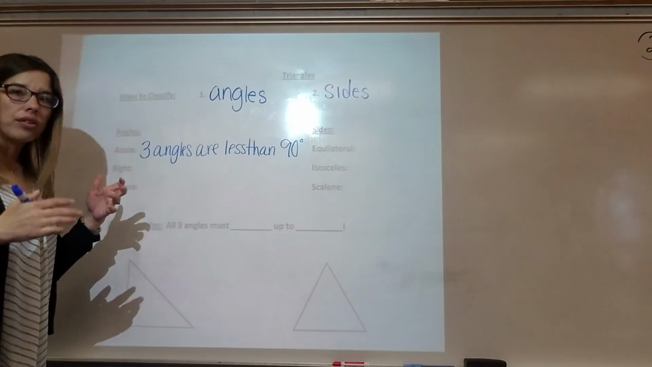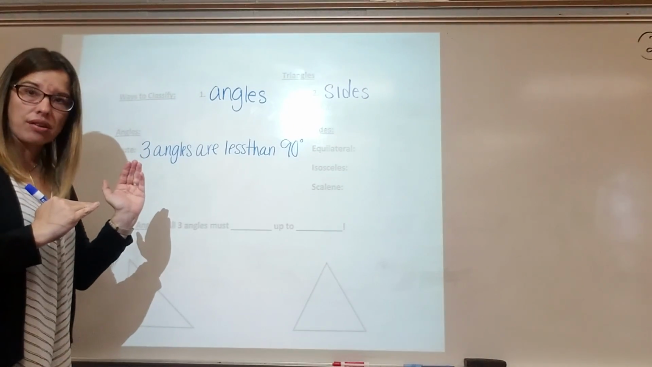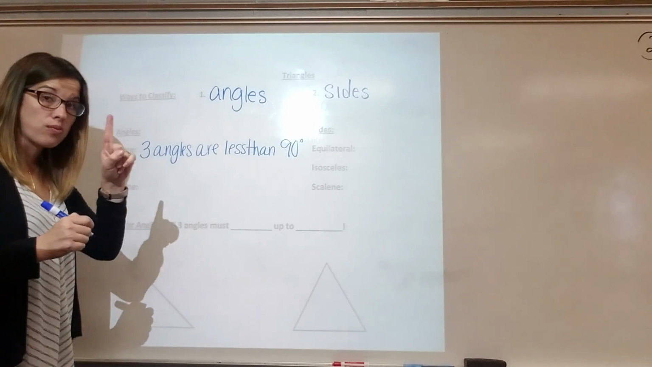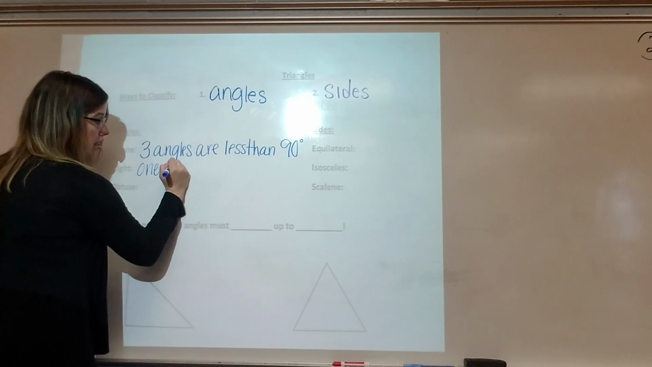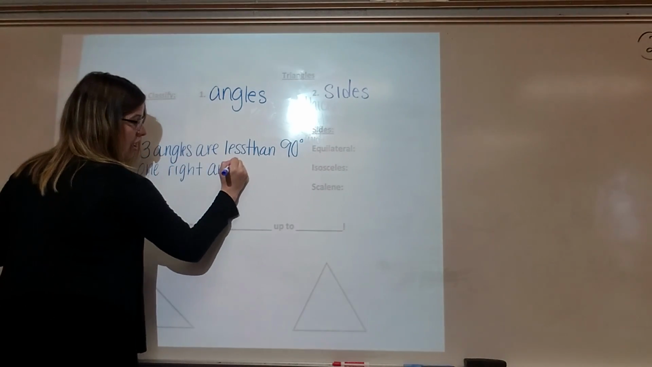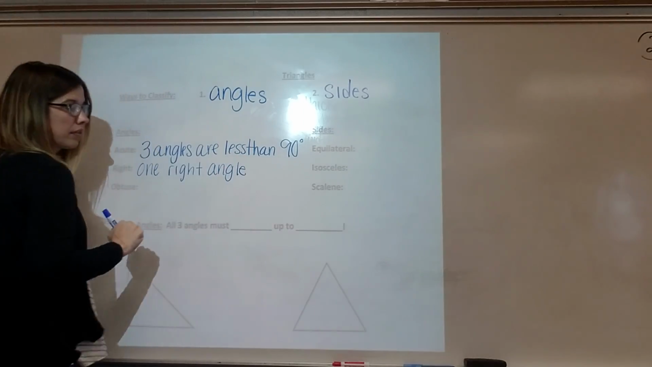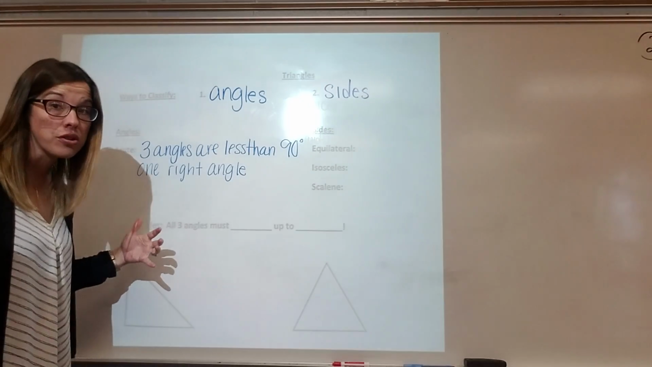A right triangle, you guys should all know. We know what a right angle is, right? A right angle is 90 degrees. So a right triangle has one right angle, okay? And then we have our obtuse triangle.